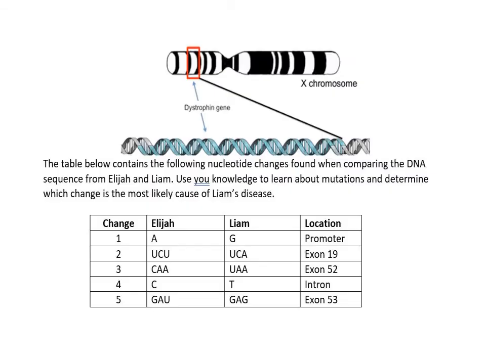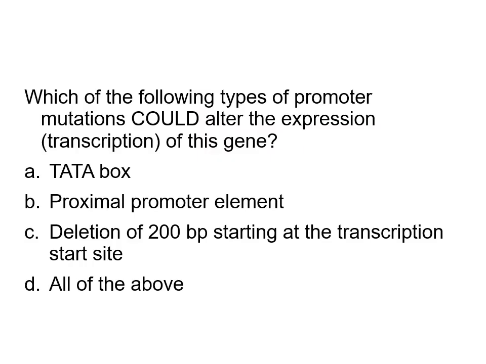So now we get to look at a few other mutations. Remember, we have a promoter mutation, an A to a G, and we also have one within the intron. Okay, so which is theoretical? Which of the following types of promoter mutations could affect the expression, to say transcription, of this gene? TATA box, proximal promoter element, deletion of 200 base pairs starting at the transcription start, all of the above.